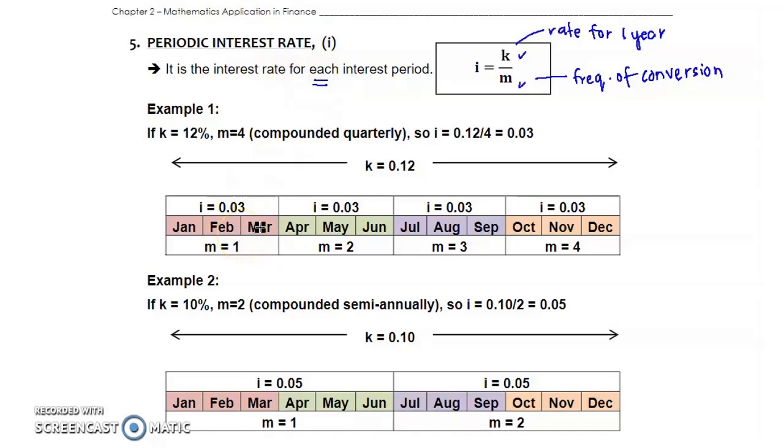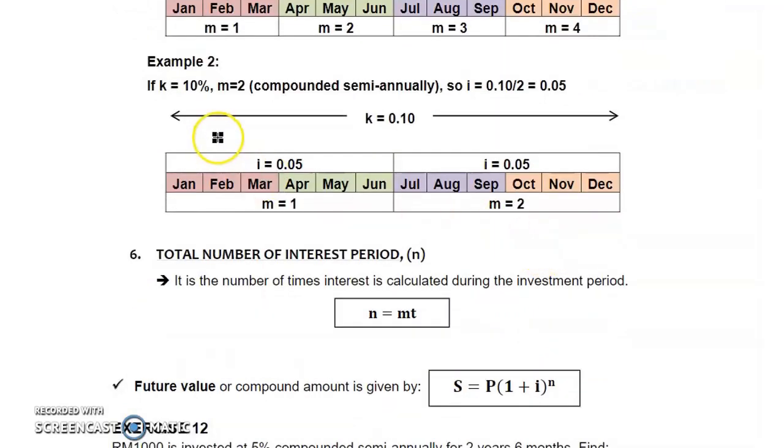Each interest period here refers to January, February, March, every 3 months. April, May, June, another 3 months. So 3%, 3%, 3%, 3%. So if you total up later on, within 1 year, the rate will be equivalent to 12%. Okay, example 2 here. Let's say the rate for 1 year is 10%. So K equals 10%. M equals 2, if the interest is being compounded semi-annually.